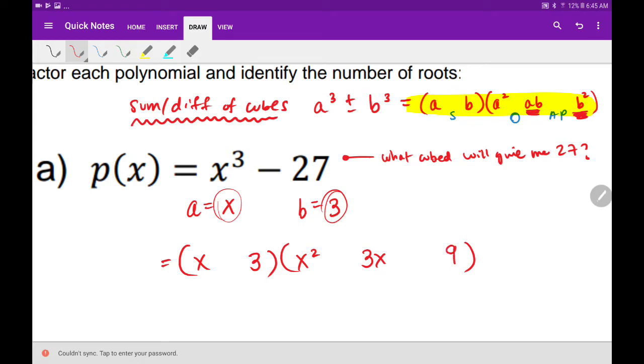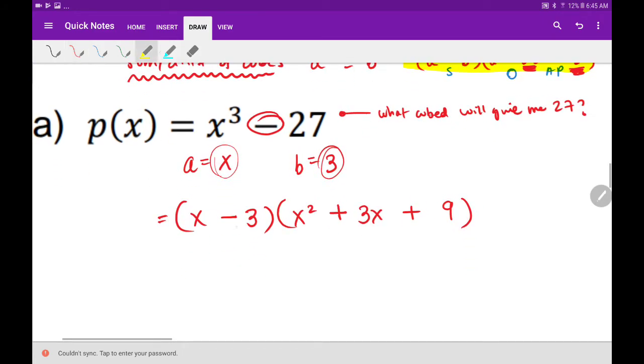And in the very last step, we go in and we put our signs. So I started negative, right? This is a difference of cubes. So I need to keep the same sign, the opposite, and then always positive. And that's our fully factored version. This doesn't factor anymore. Okay, sums and difference of cubes just go to here and then you stop.